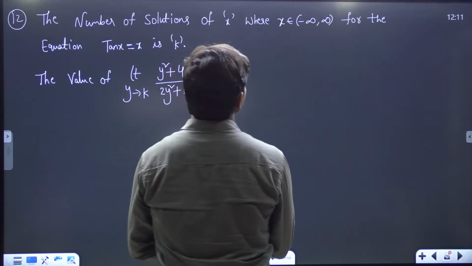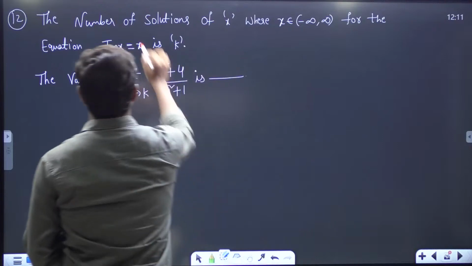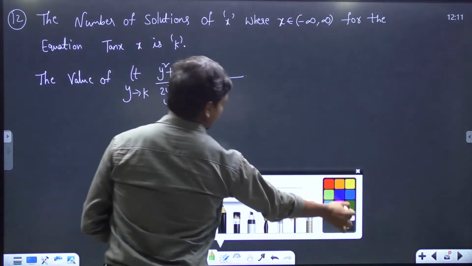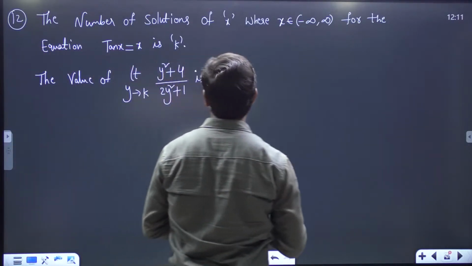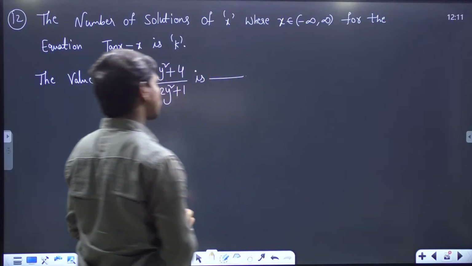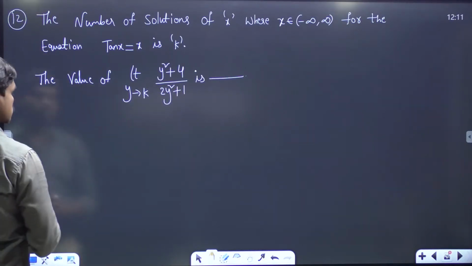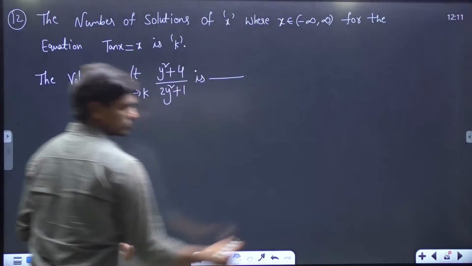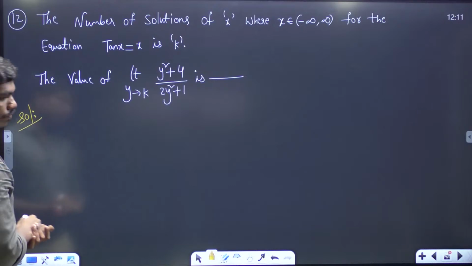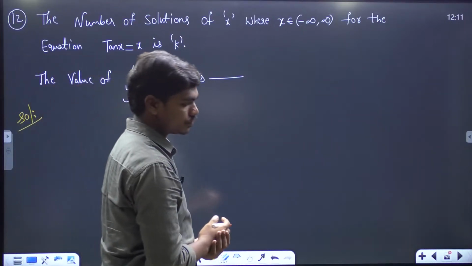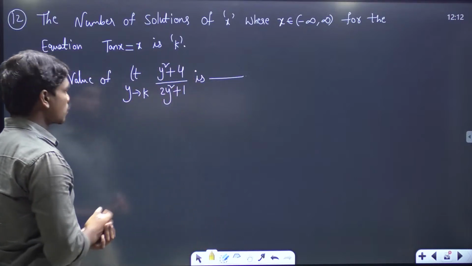The number of solutions of x, where x belongs to minus infinity to infinity, for the equation tan x is equal to x is k. Then the value of limit y tends to k of (y square plus 4) by (2y square plus 1) is dash. So please solve this. It's a simple question, I guess. Please try to solve this.